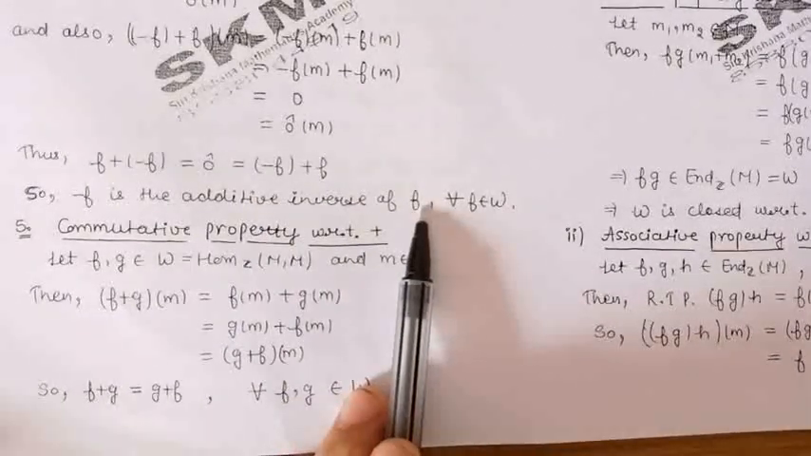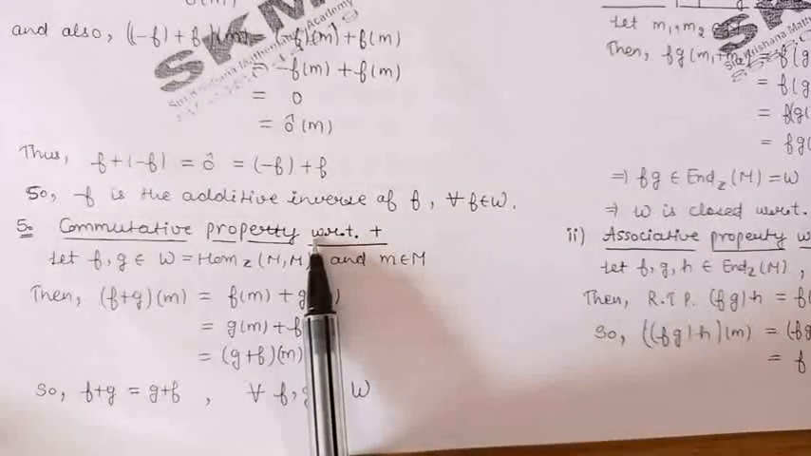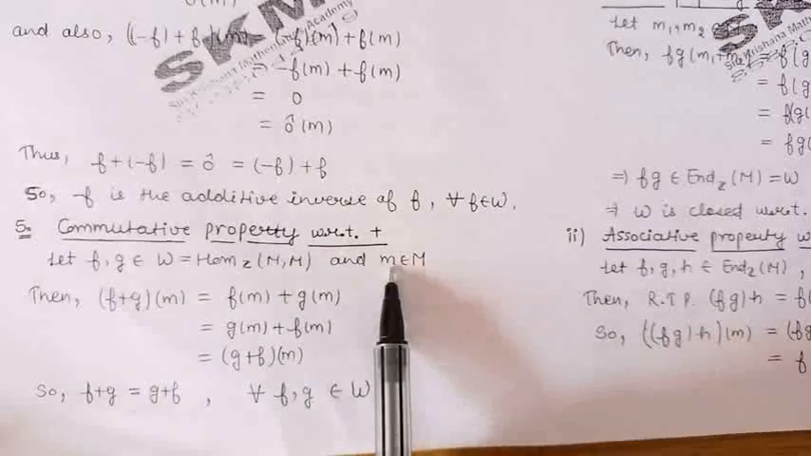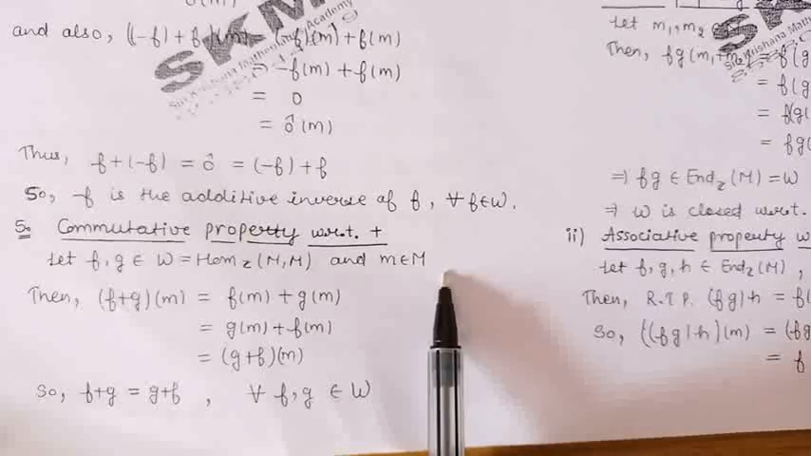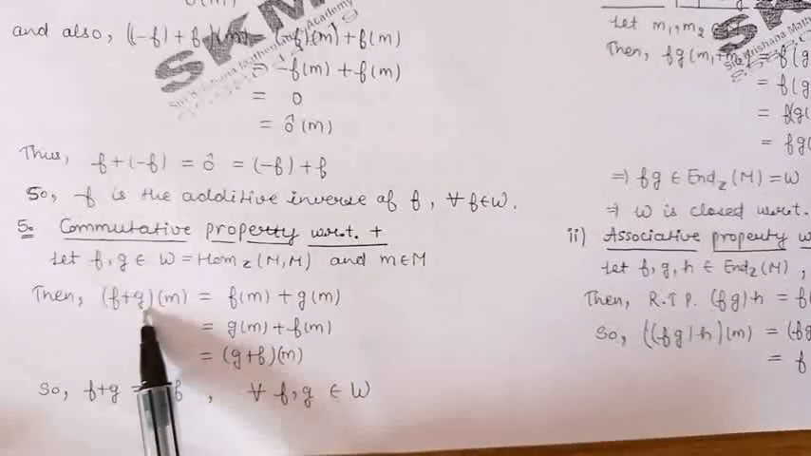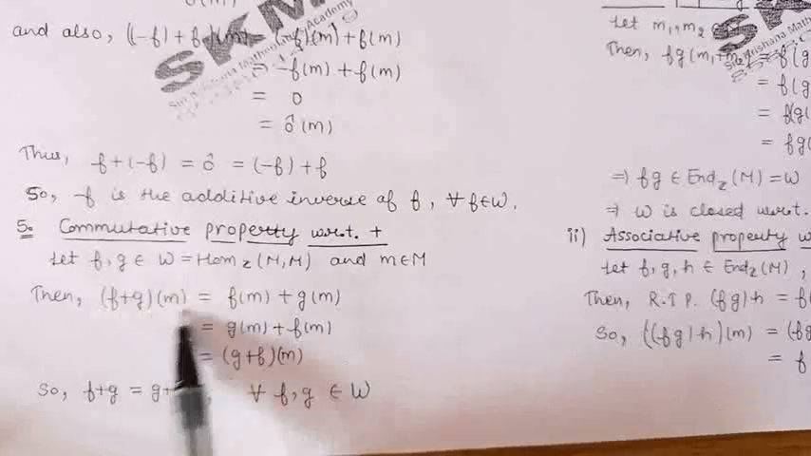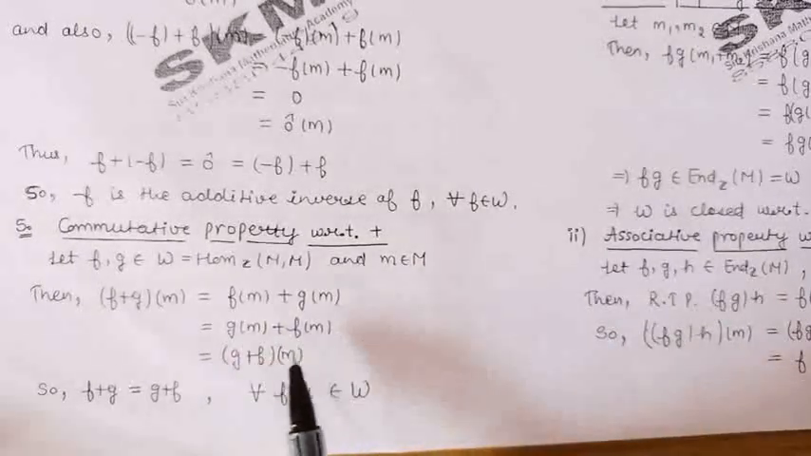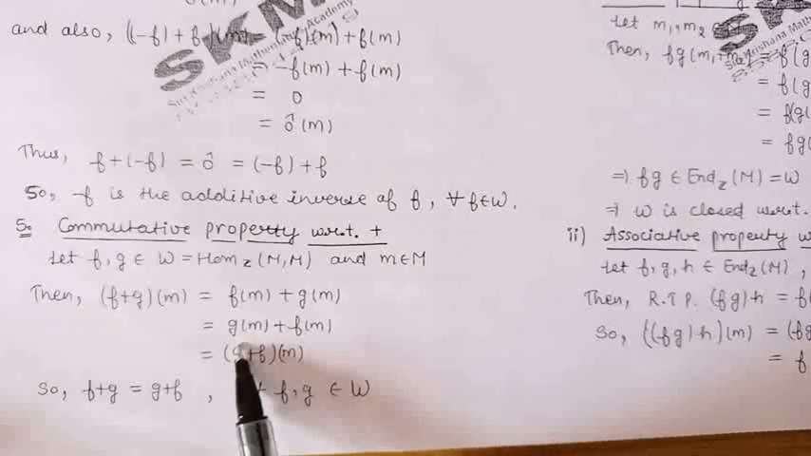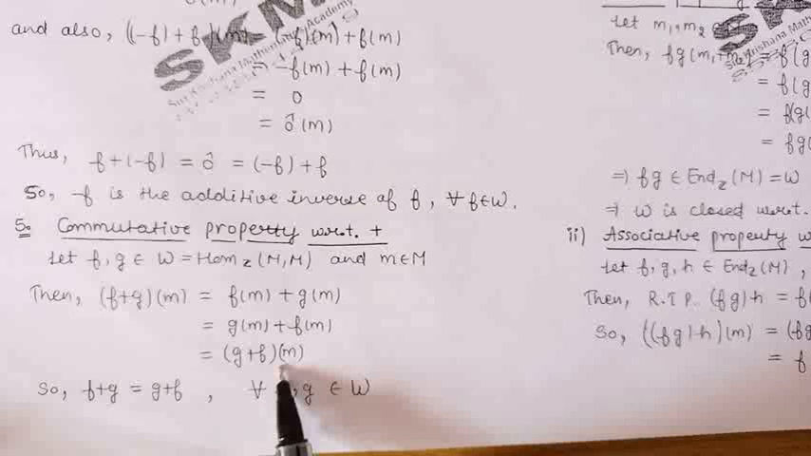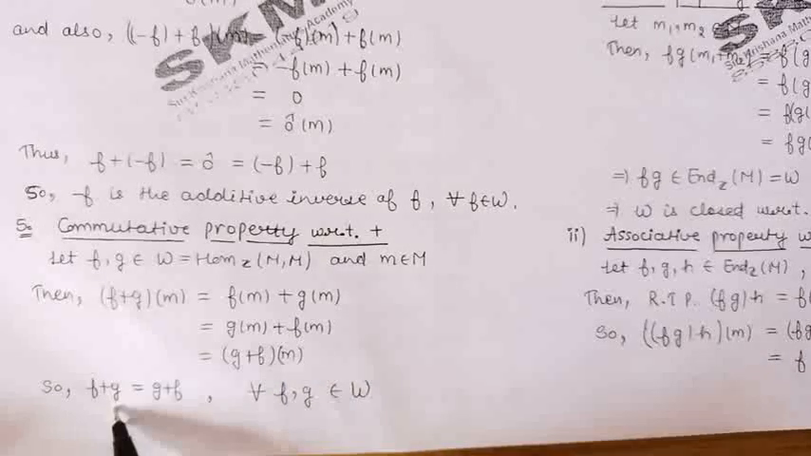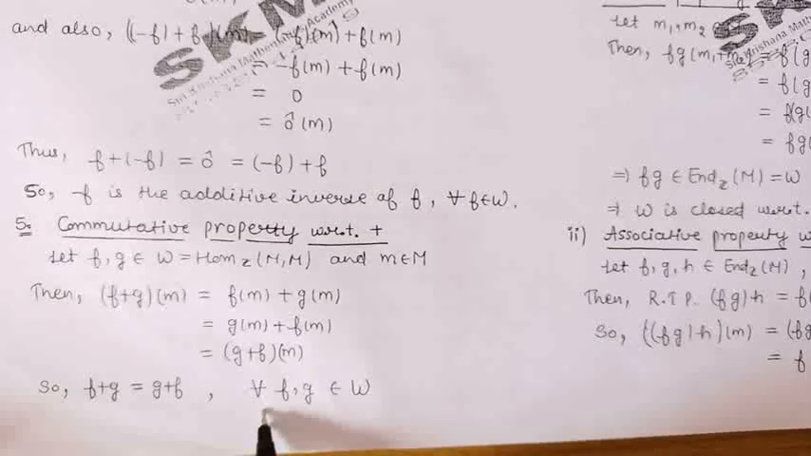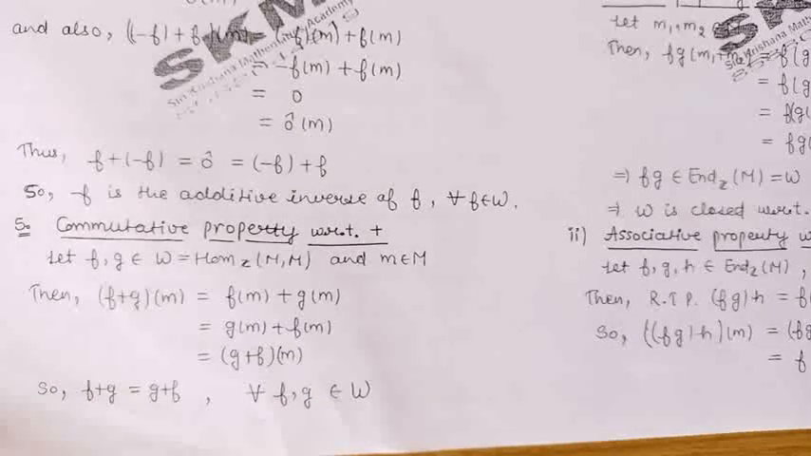Next we verify the commutative property under addition. So let us take two elements F and G belonging to W and an arbitrary element M belonging to M. Let us find the image of M under F plus G. Again, by definition of addition, this can be written as F of M plus G of M. And this can further be written as G of M plus F of M. And this can further be written as image of M under the mapping G plus F. So we have proved F plus G is same as G plus F. So till yet we have proved that W is an abelian group under addition.